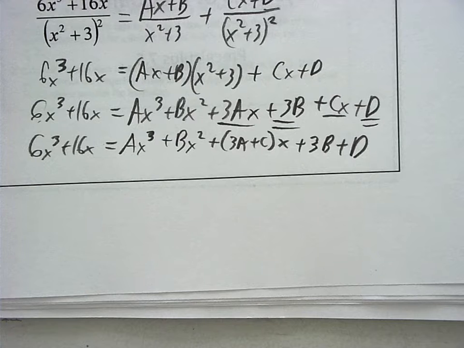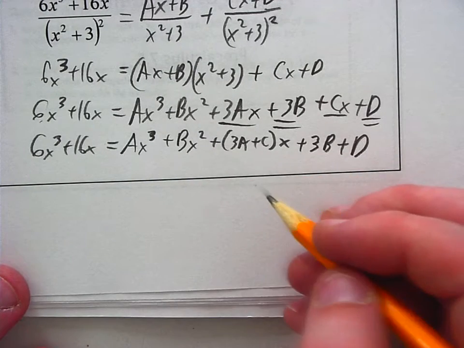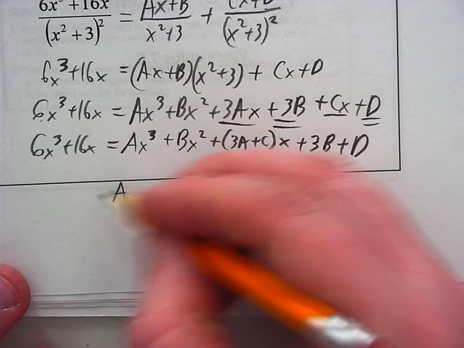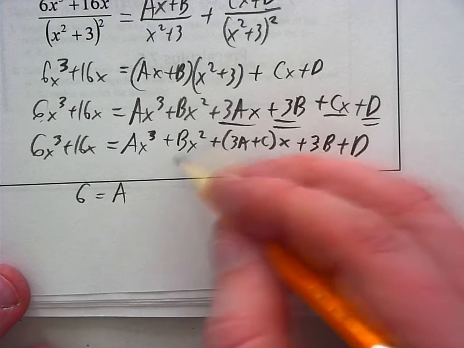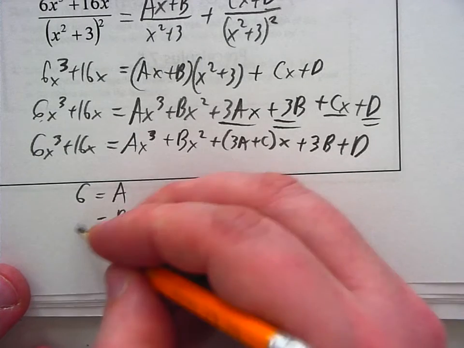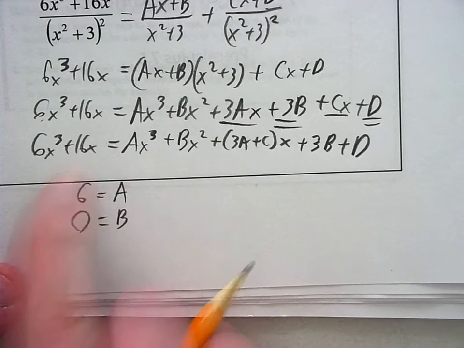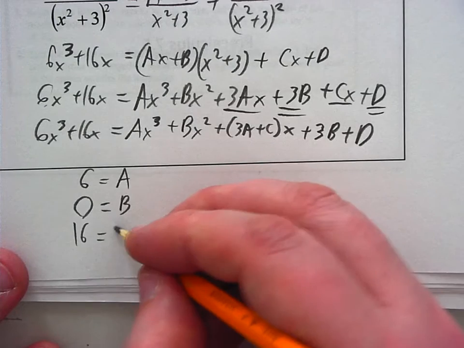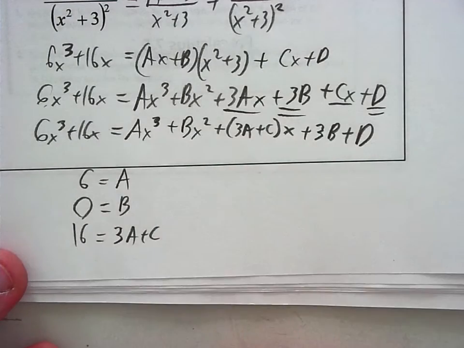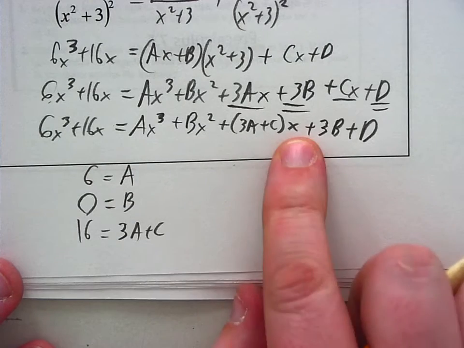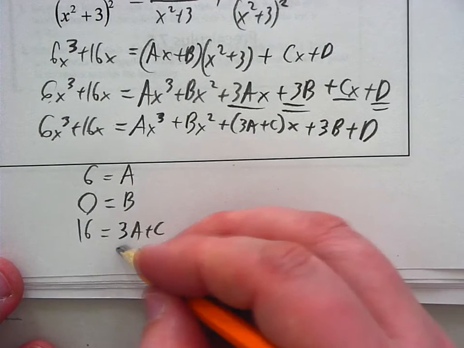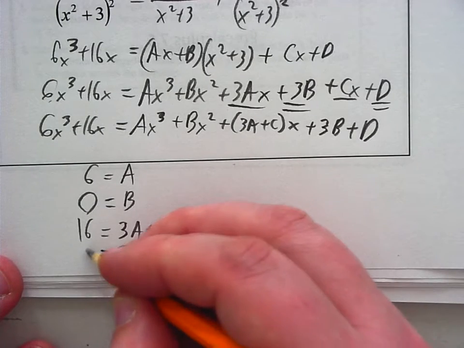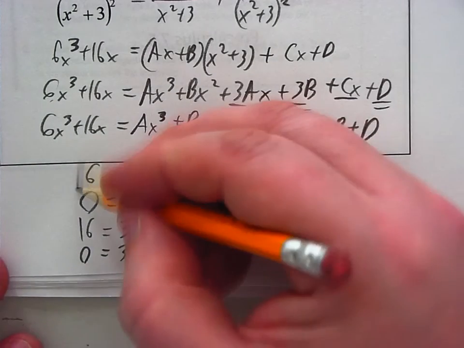So I have equations for the cubic coefficients, the quadratic coefficients, the linear coefficients, and the constant. So what is the a equal to? 6. So then for the x squared, what is the b equal to? 0. Because there is no x squared term over here. What is this 16 going to be equal to? 3a plus c, because that's the 16x and this x. And then what is this 3b plus d going to be equal to? 0 as well, because there is no constant on the left. So conveniently, I already have 2 of my answers.